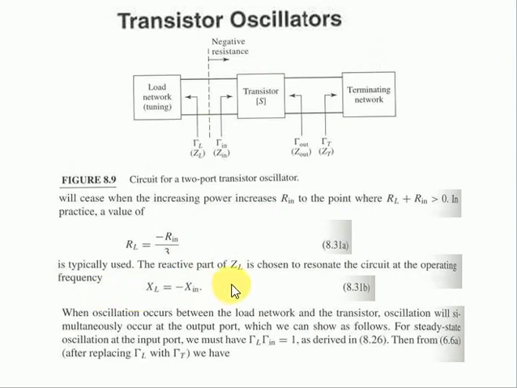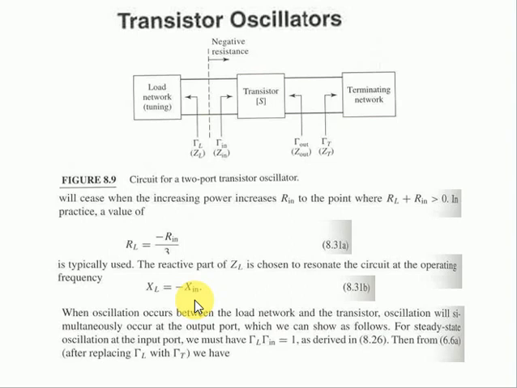The reactive part of ZL is chosen to resonate the circuit at the operating frequency. XL is equal to minus Xin. When oscillation occurs between the load network and the transistor, oscillation will simultaneously occur at the output port, which we can show as follows.